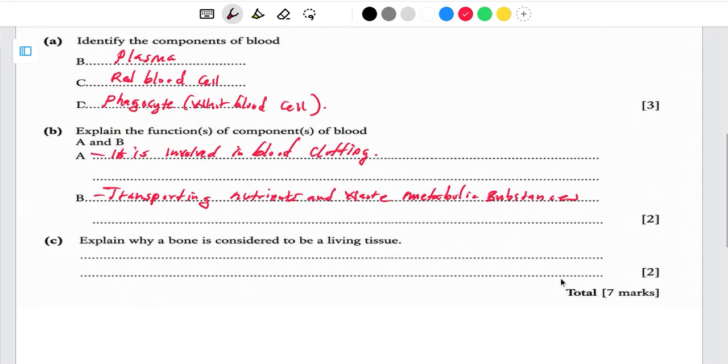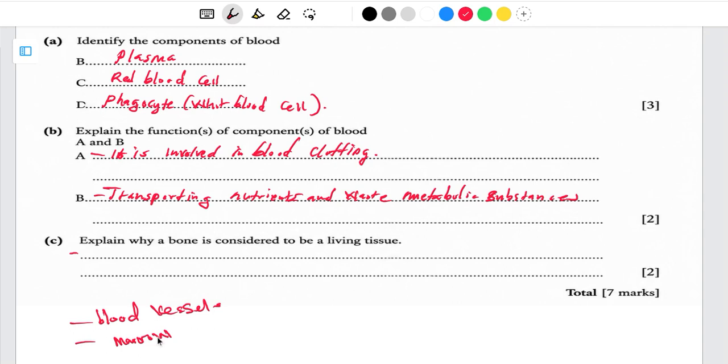Then question C is asking us to explain why a bone is considered to be a living tissue, 2 marks. First, the bone contains blood vessels. Here I'm just giving you an example. Apart from containing blood vessels, it also has bone marrow. Now this bone marrow produces blood cells. Most of the blood cells are produced by long bones.